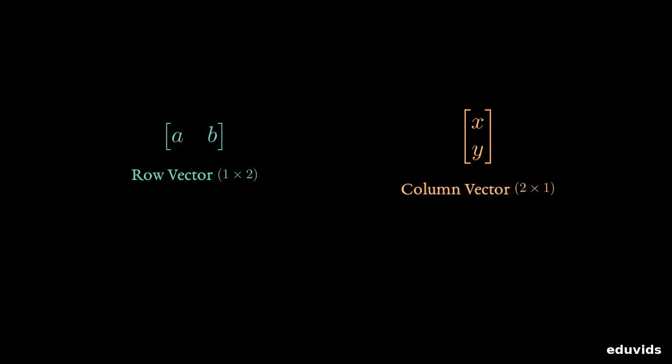But what happens when you have a whole list of numbers, like a row of prices, and you want to multiply them by a list of quantities? This is where matrices come in. A matrix is just a grid of numbers arranged in rows and columns. To combine them, we multiply matching elements and sum them up, creating a single value.